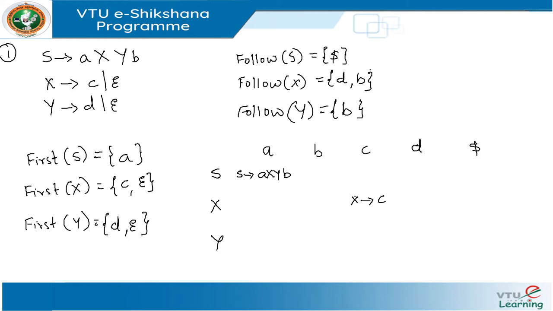So to get a D from X, we need to use the production X derives epsilon. Then to get the symbol B, we need to use again the production X derives epsilon.